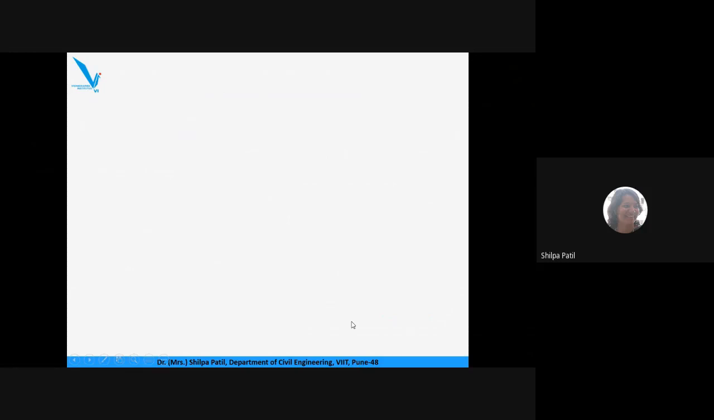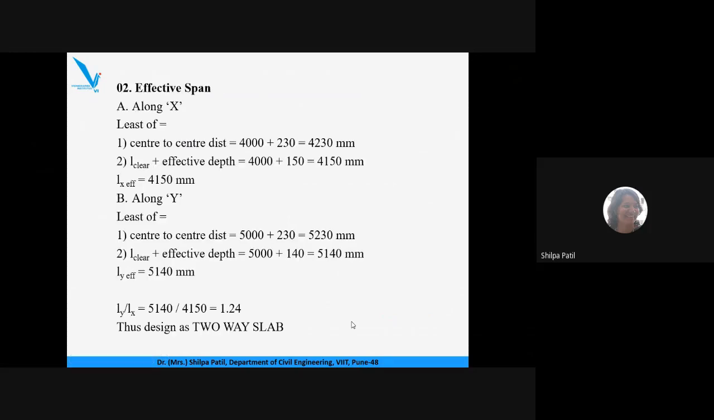Then the next step, calculation of effective span. Along the x-axis and along y-axis, we have to calculate the effective span separately. So along x-axis, for a simply supported slab, the conditions are center to center distance or the clear span plus effective depth, least of these two values. Along x, the clear span is 4000 mm, that is 4 meter. For the center to center distance, 230, the width of the support, is added, so the value is coming as 4230 mm.